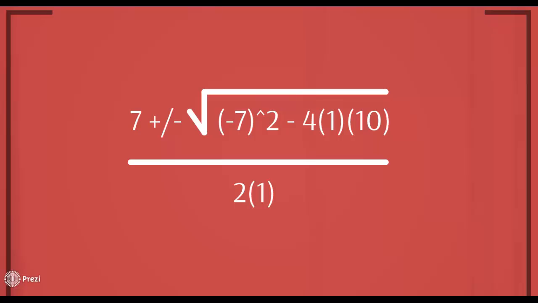If you simplify it, first let's simplify inside the square root. 7 times 7 is 49. 49 minus 4 times 1 times 10, which is minus 40. So 49 minus 40 is 9. So we have the square root of 9. So we have 7 plus or minus the square root of 9 over 2, because 2 times 1 is 2.